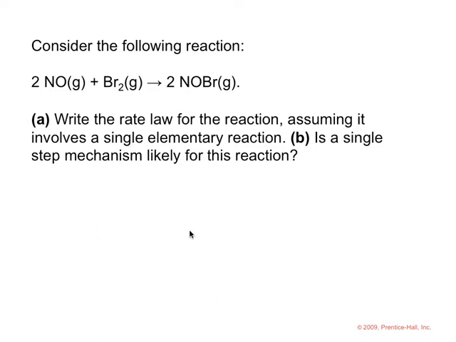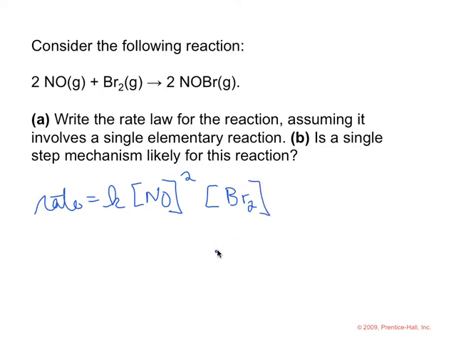Okay, so if we consider the following reaction, write the rate law for the reaction assuming it is a single elementary reaction. So again, my rate is going to be equal to the rate constant times the concentration of nitrogen monoxide to the second power and then bromine to the first. Is a single step mechanism likely for this reaction?